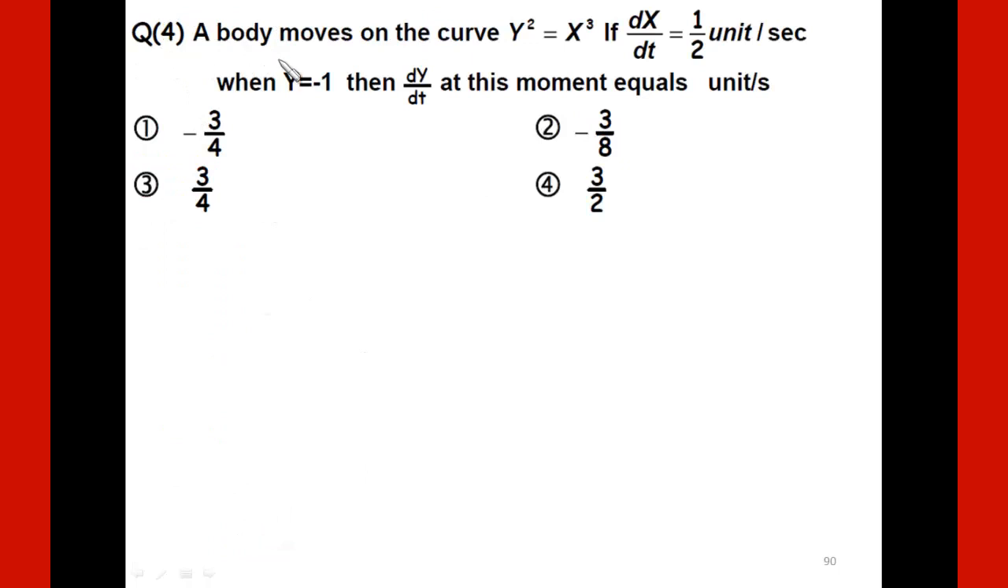Question 4. A body moves on the curve y squared equals x power 3. If dx/dt equals half unit per second, when y equals negative 1, then dy/dt at this moment equals something here. Here is a space, we want to complete it.